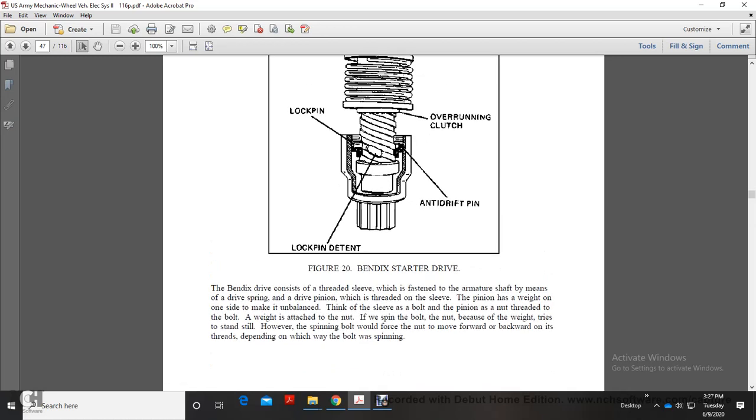The Bendix drive consists of the threaded screw fastened to the armature shaft, with the drive spring, the drive pin, and the threaded pin on its sleeve. The pinion is weighted on one side to make it unbalanced. Think of the sleeve as a bolt; the pinion is not threaded to the bolt. The weight is attached with a nut.